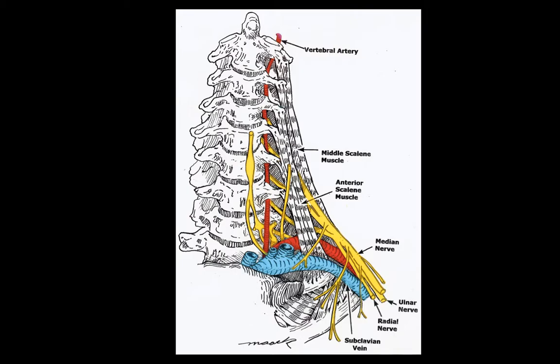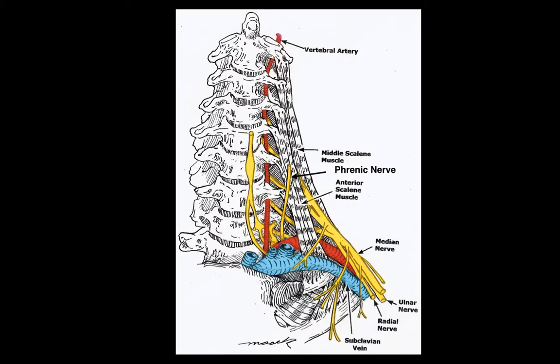This drawing shows the position of the phrenic nerve relative to the scalene muscles and the brachial plexus. The phrenic nerve exits from between the scalene muscles at approximately the level of C6 and passes anteriorly and inferiorly across the surface of the anterior scalene muscle.